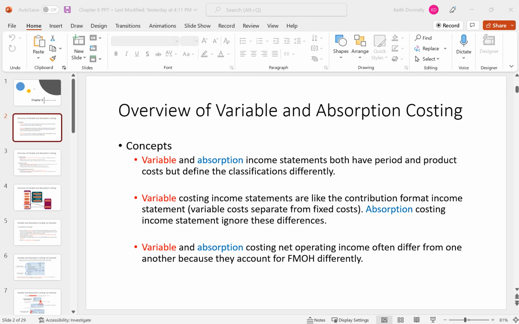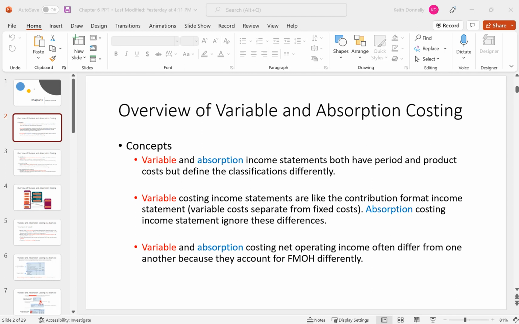Likewise, under both systems, you will have period costs. You'll expense those in the period you incur. All right, so they're similar in that regard. However, which costs they decide to make period versus product, that's where they're gonna differ. We'll talk about that, some foreshadowing here. It has to do with fixed manufacturing overhead.